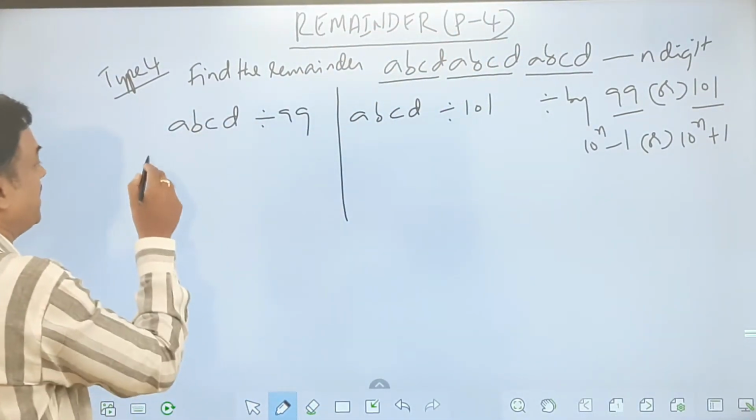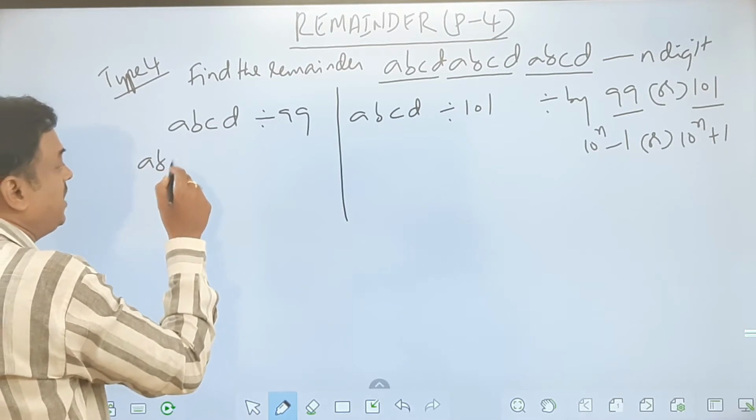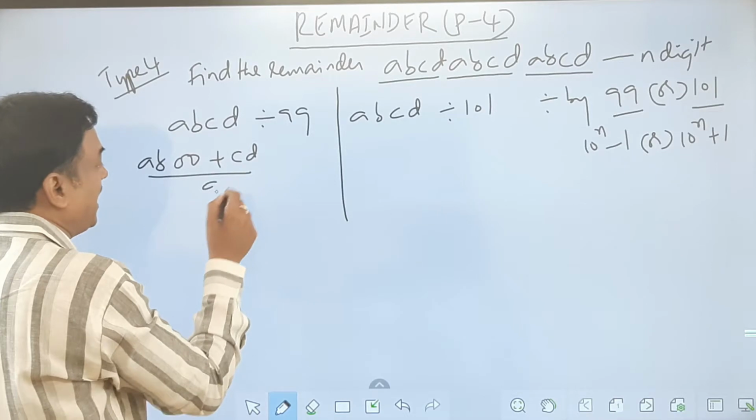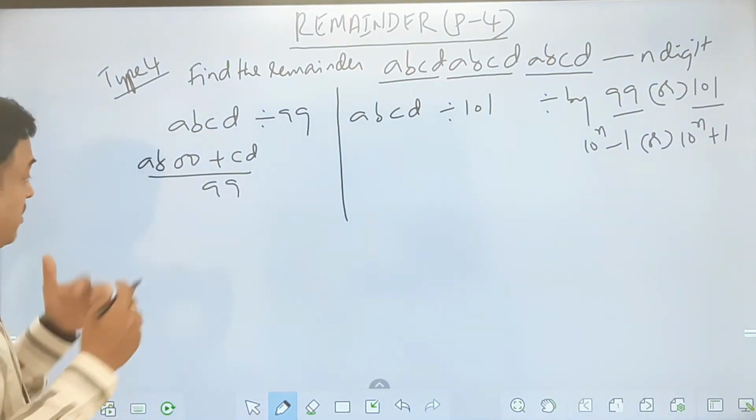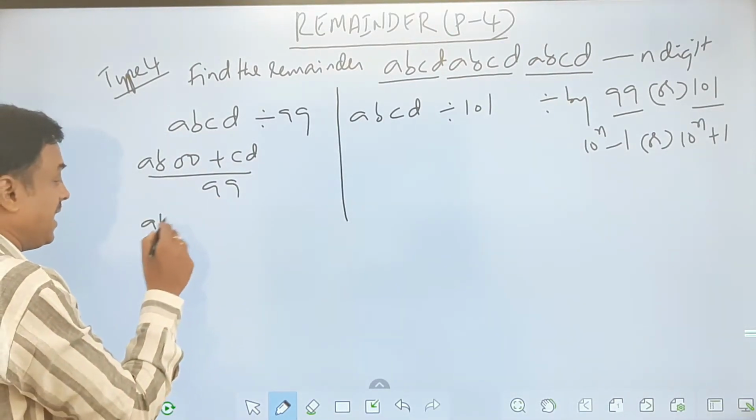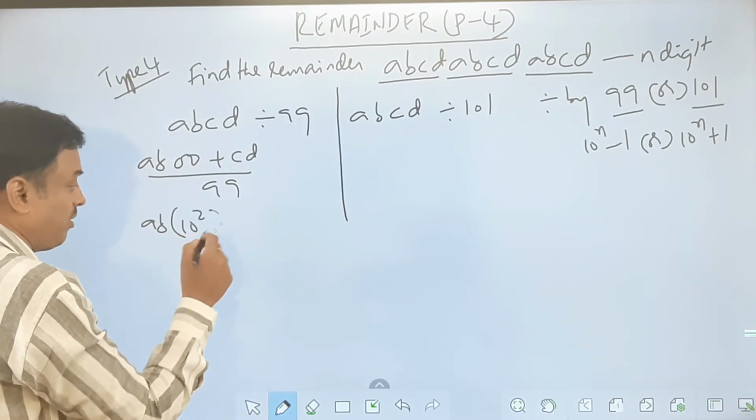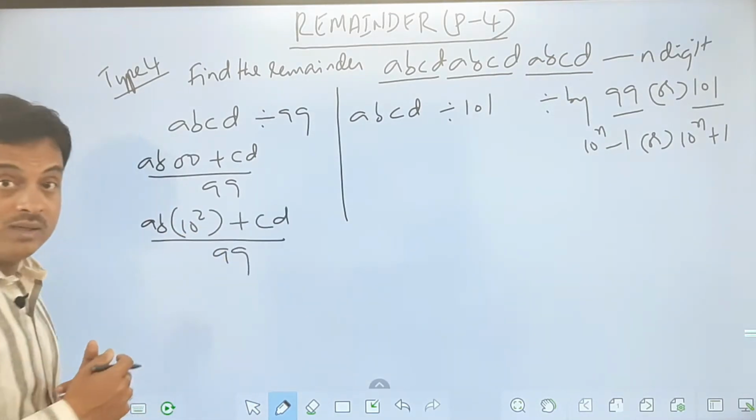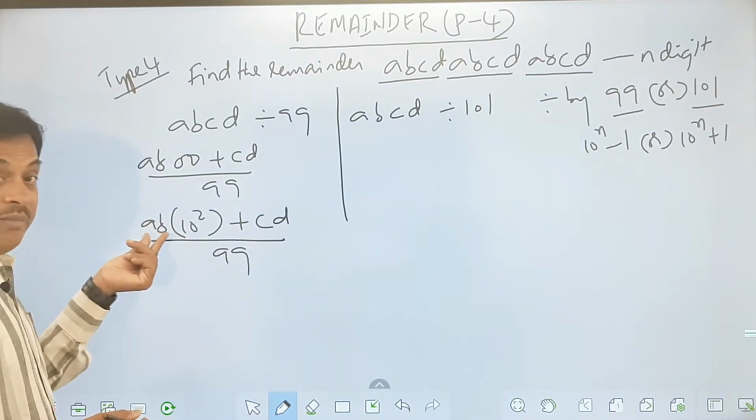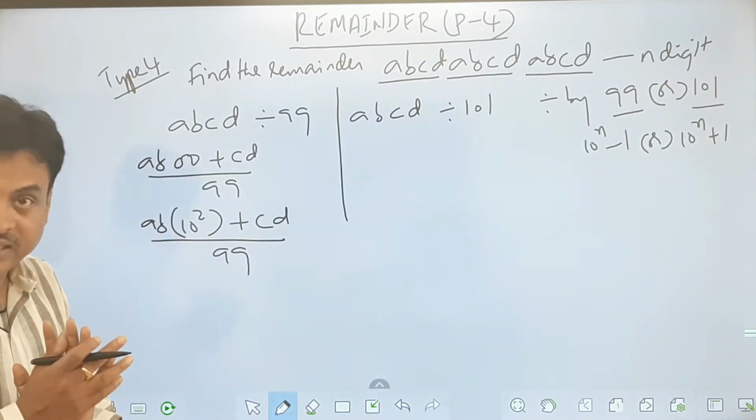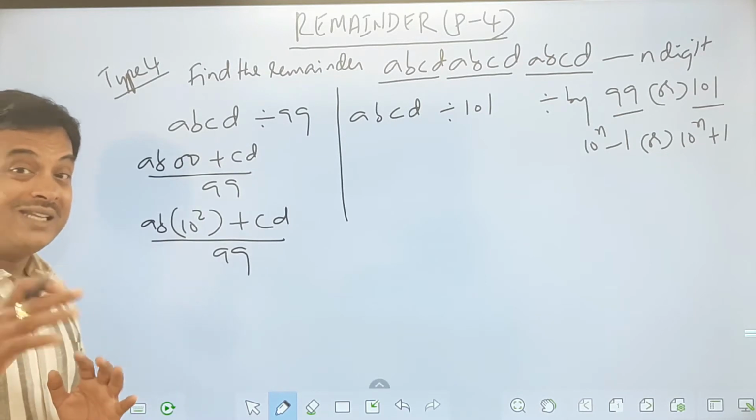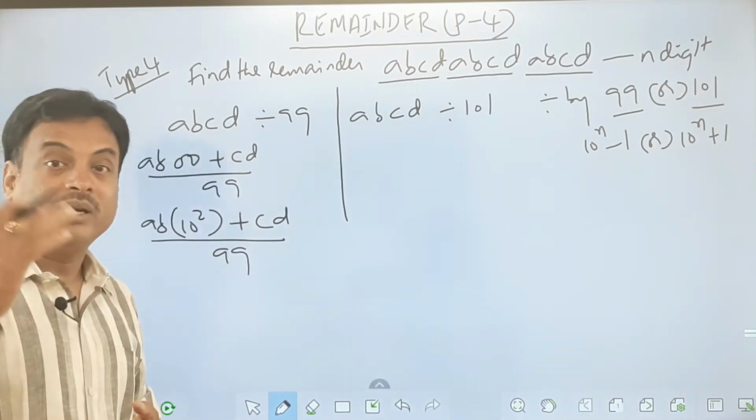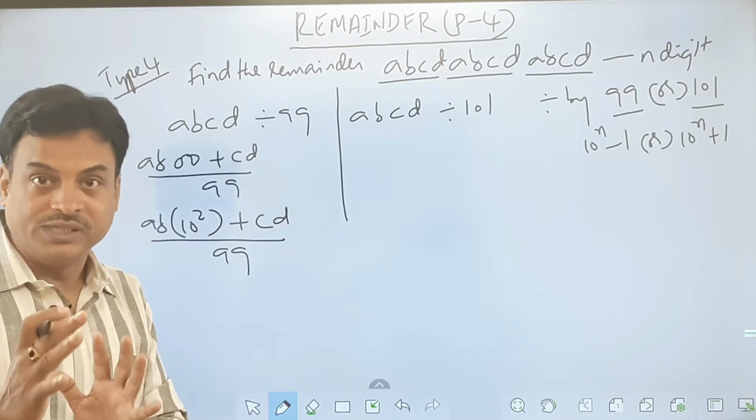Can I write this number as AB followed by 2 zeros plus CD, divided by 99, or not? Further, can I write this as AB into 10 to the power of 2 plus CD, divided by 99, or not? Now what is AB, my friend? Any 2-digit number, correct? The largest 2-digit number is 99. There cannot be any 2-digit number above 99.